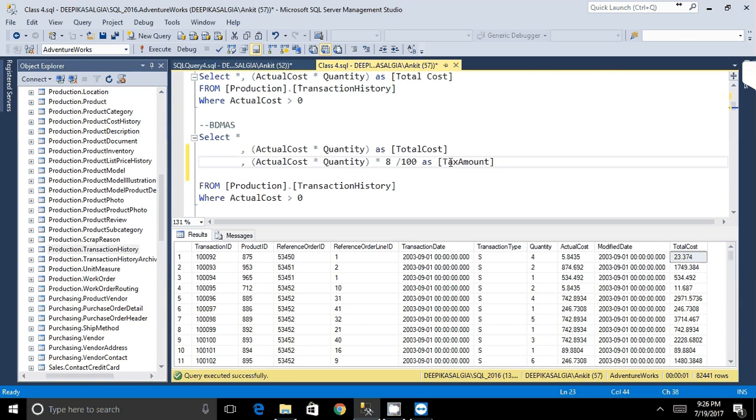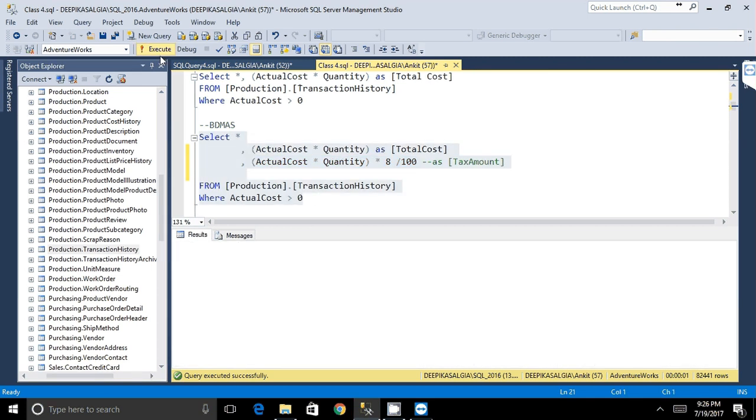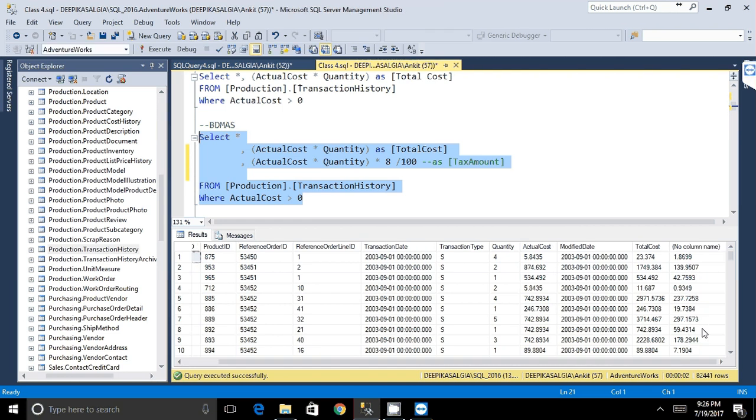So we get rid of this one for now. You say actual cost times quantity times 8 divided by 100. Basically you're calculating the 8% of it, so you're using multiplication and division as well. You multiply these two, then multiply by 8 and divide by 100. Okay, so I have this new column added, which is my tax amount on each transaction. I run the query, I get no column name. So I have to make sure I put the alias for this column. So I do alias as tax amount.